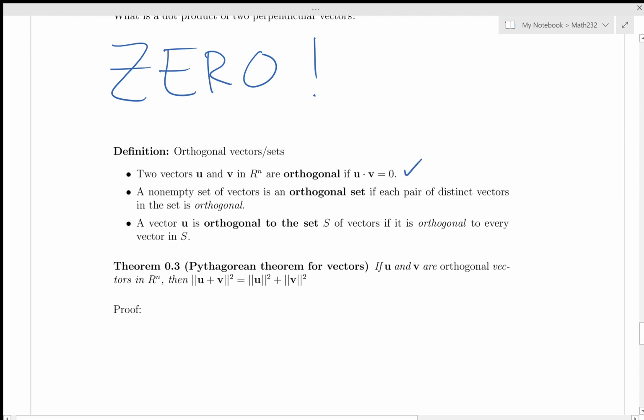If we have a whole bunch of vectors, a set of them, and we can take any pair from the set and they are always orthogonal, any pair taken from the set is orthogonal, and then we call the whole set orthogonal. That's what an orthogonal set is. If we have an individual vector and then we have a set of other vectors, we say that u is orthogonal to the set if u is orthogonal to every vector in S.